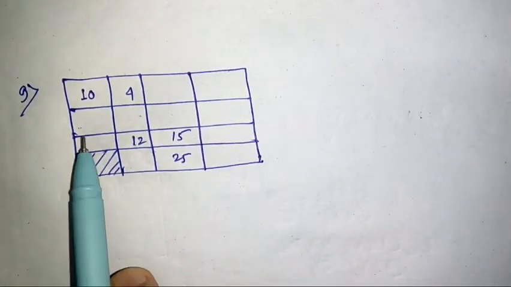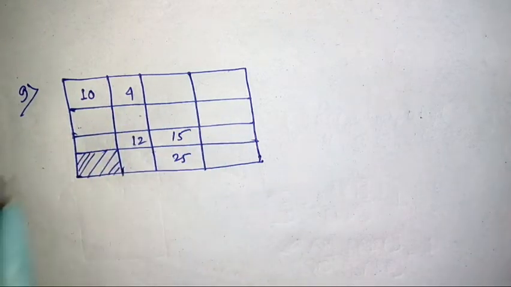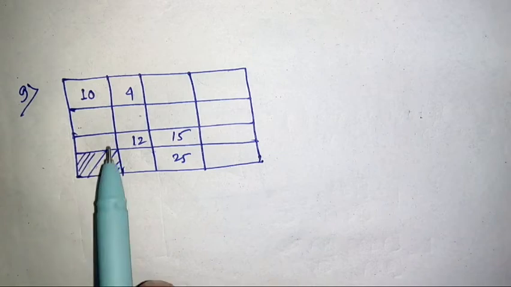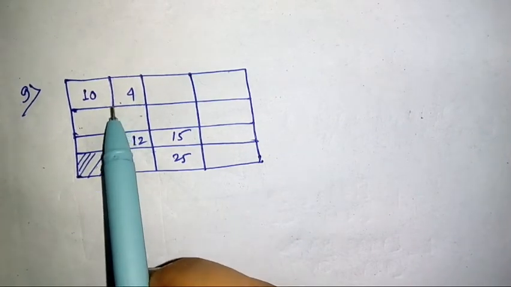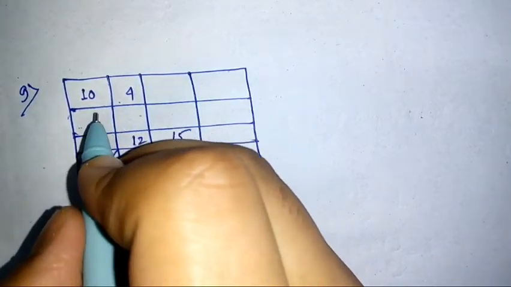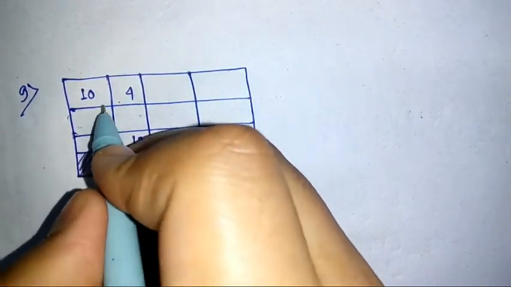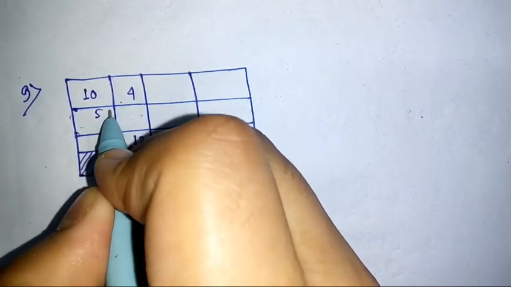Now let us solve this question. The numbers denote the areas, and this is a rectangular region. All the above are sub-rectangular regions. We have to find the area of this region. We can see that these two have the same length, same breadth. So the length ratio will be the same as their area ratio. Here the length ratio will be 10:4. If I simplify it, it will be 5:2.